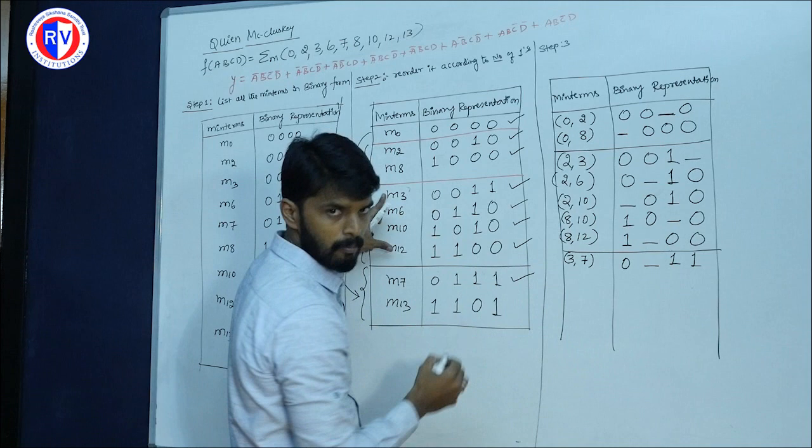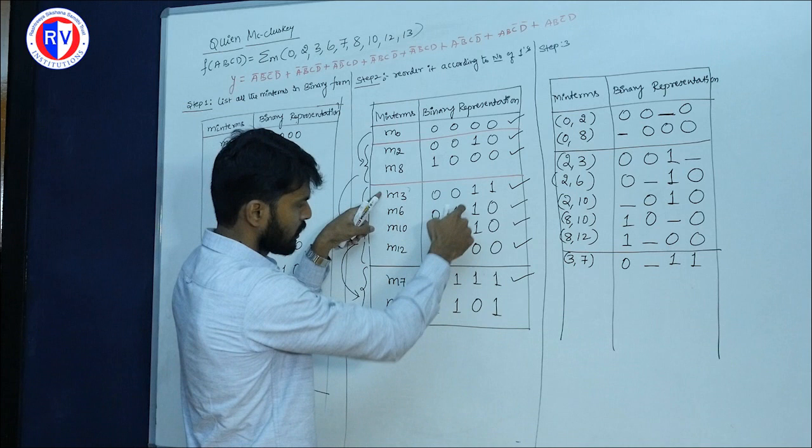Then 3 and 13. Is there 1 bit change? No, it is more than 1 bit change is there. Now I will come to 6. 6 and 7 I am comparing. Is there 1 bit change?